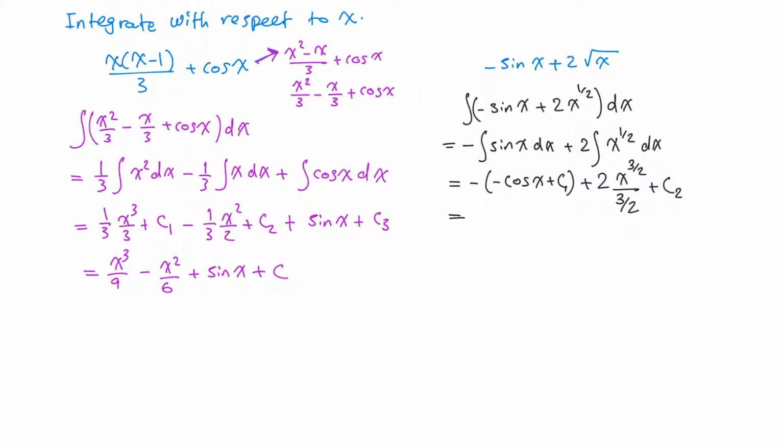Now I'm going to combine C1 and C2 into C, and I get negative times a negative is positive, so I get cosine of x plus, and I'm going to take care of the denominator here. I have 3 over 2, so the 2 can come up here and multiply by 2, and the 3 remains here, and I get 4 over 3 x to the 3 over 2 plus c.